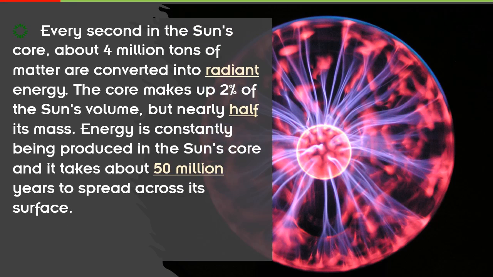Every second in the Sun's core, about 4 million tons of matter are converted into radiant energy. The core makes up 2% of the Sun's volume, but nearly half its mass. Energy is constantly being produced in the Sun's core, and it takes about 50 million years to spread across its surface.